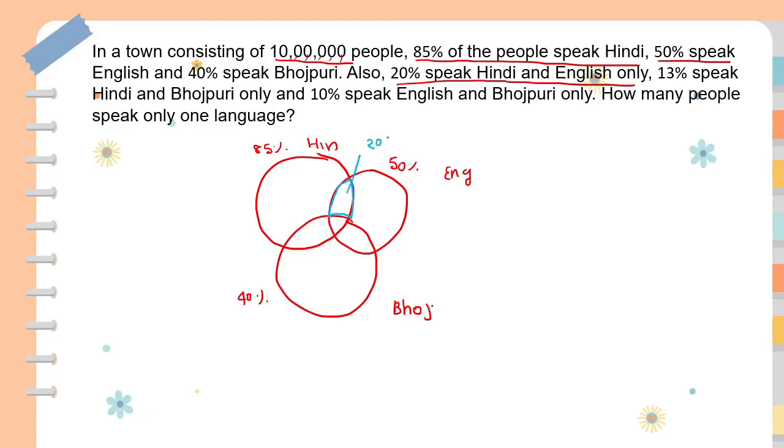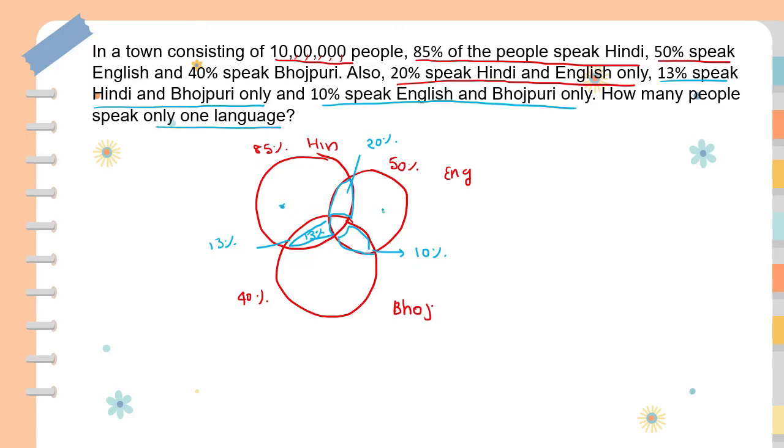So this is 20%. 30% speak Hindi and Bhojpuri only. Okay, 13% Hindi and Bhojpuri, so this area. So this is 13%. Let me write outside here. And 10% speak English and Bhojpuri only, so this area. So this is 10%. How many people speak only one language?